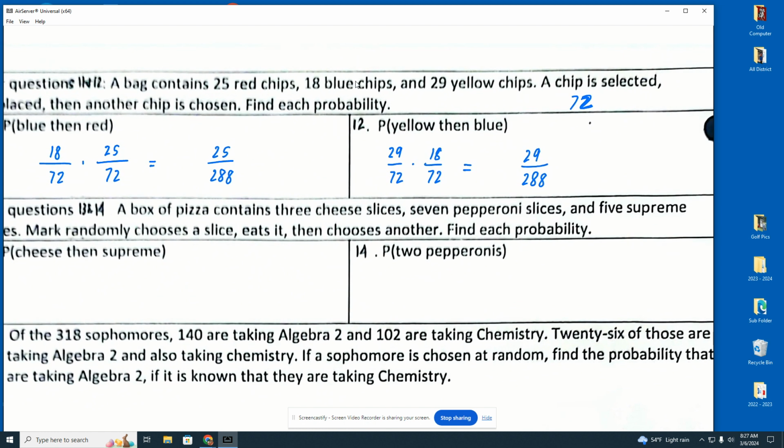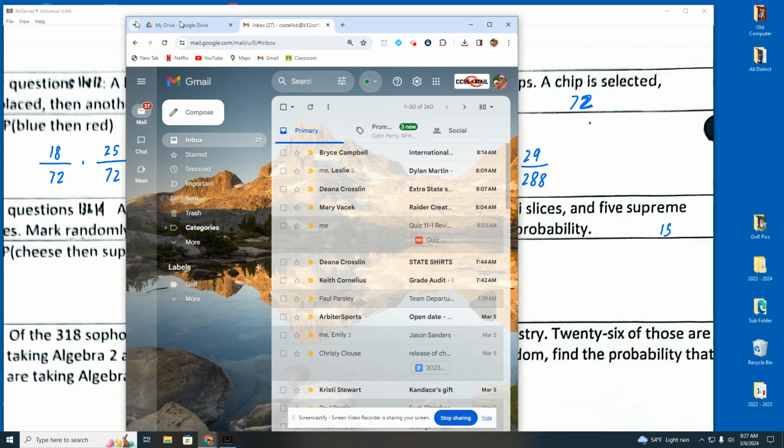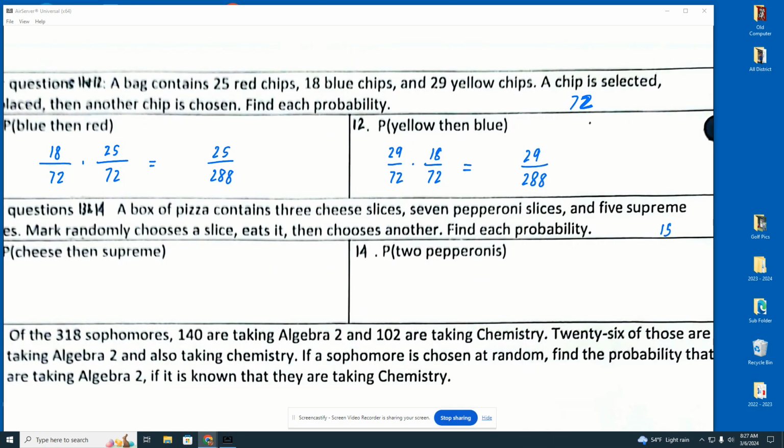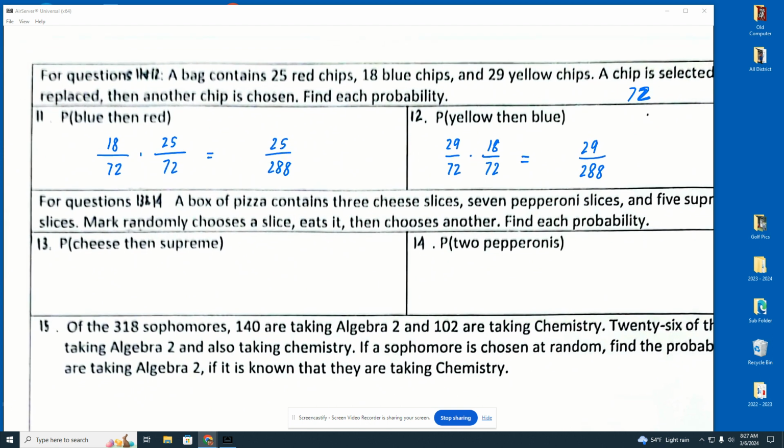Next one, a box contains 3 cheese slices, 7 pepperoni slices, and 5 supreme. How many slices we got? We got 15 slices. Mark randomly chooses a slice, eats it, and then chooses another. Guys, what happens when you eat it? It's gone. You can't replace it. So if I can't replace it, then of course it's going to change my probability. So here we go. What was the probability that I picked the cheese?